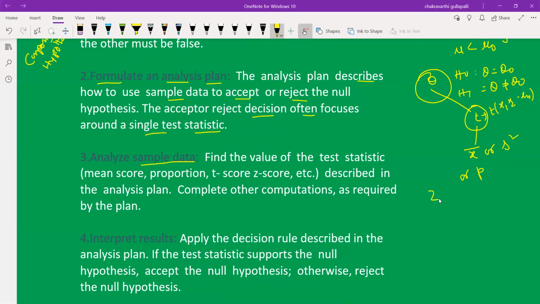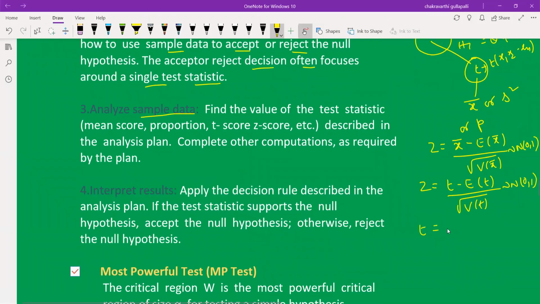For example, here the Z score formula: x bar minus E of x bar, divided by square root of variance of x bar. X bar follows a normal distribution. This is based on one normal population. In the general case, t is a function of statistics: t minus expectation of t, divided by square root of variance of t. For the large case, this follows a normal distribution. In small cases, the statistic is t minus expectation of t, divided by square root of variance of t. Square root of variance of t is called the standard error of t, already explained. This follows a t distribution with n minus 1 degrees of freedom.